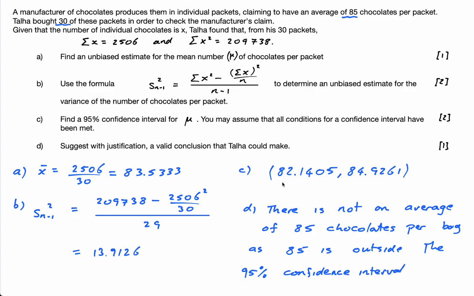Okay, done. Because think about it, look, what this means is she is 95% sure, going on all of this, that the average number of chocolates per packet is within this interval. It's between 82.14 and 84.93, whatever. But 85 is not in this interval. 85 is outside of it. So that's why I've written he's wrong. Well, he's not definitely wrong, but according to her test that she's run, this guy's wrong.